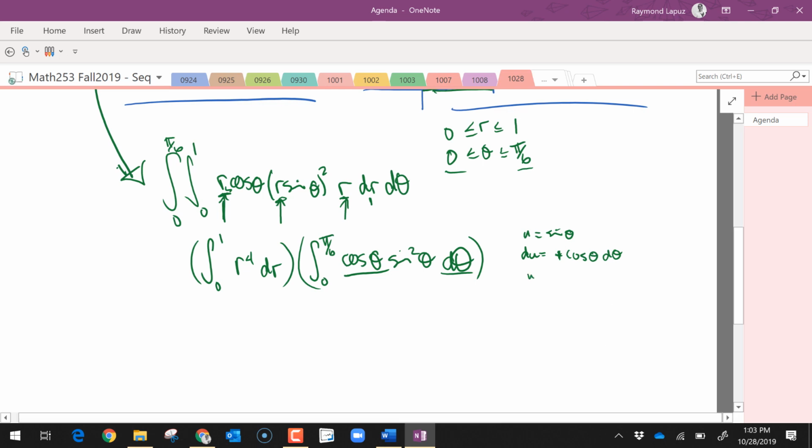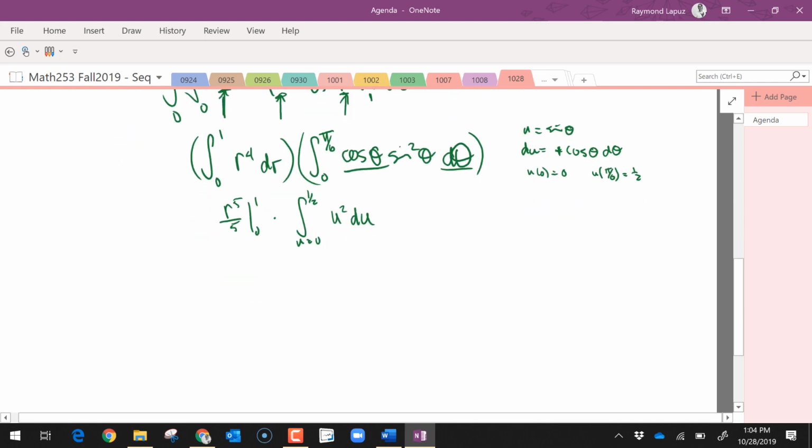We could change the limits. U of 0, sine of 0 is 0. U of pi over 6, sine of pi over 6 is 1 half. So this one we can integrate already. It's r to the fifth over 5 from 0 to 1. So that's just going to be 1 fifth. And then we're going to integrate this with u limits now. U goes from 0 to 1 half. The cosine and the d theta go away. This is just going to be u squared du, and that's u cubed over 3 from 0 to 1 half. So that's 1 eighth. 8 times 3 is 24. 1 fifth for the first integral, 1 over 24 for the second integral.